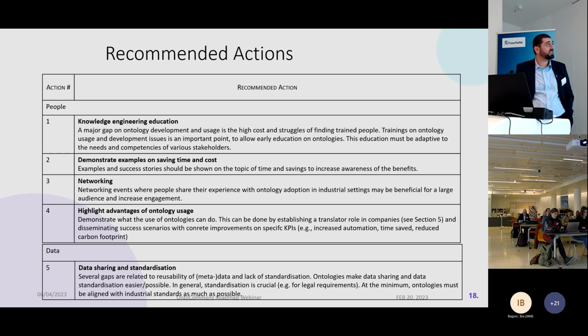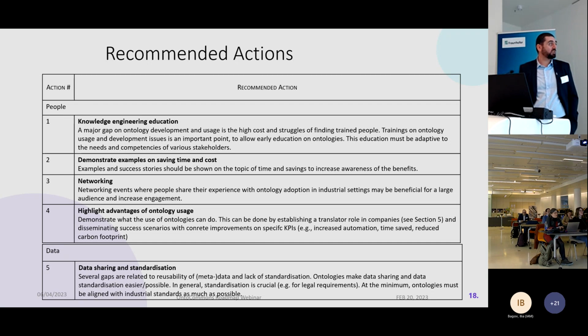Recommended actions. So knowledge engineering education to bridge the gap between the different stakeholders. Demonstrate examples on saving time and cost, and I think one of the roles that we have in OntoCommons with our 22 demonstrators is really to show that added value. Networking, so sharing experience, and this is what we are trying to do, and I think we need to continue on this to share experience regarding use of ontology and show the added value. Industrials like to hear from other industrials. Sometimes they trust other industrials more than academia, unfortunately. They don't believe us. That's strange.